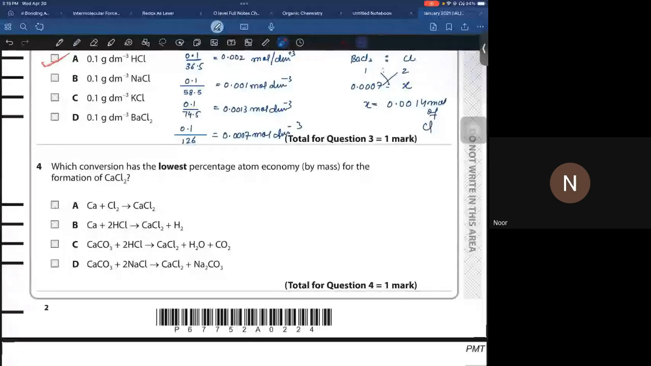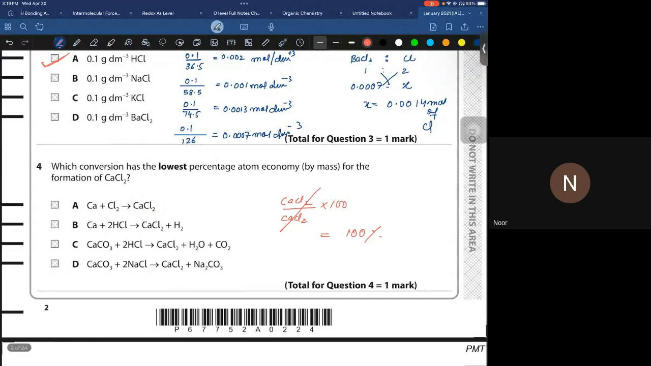So first of all, you need to know the formula for atom economy. Atom economy depends on the product side. Let's suppose this is my product, so calcium chloride divided by the total mass of product multiplied by 100. Of course, it would cancel, so the atom economy would be 100%. Okay, now check option B.